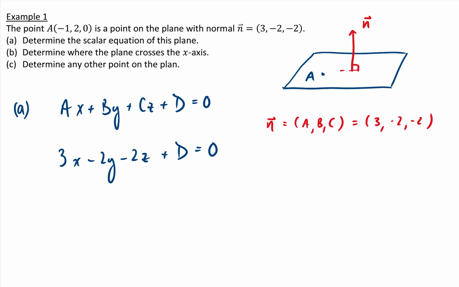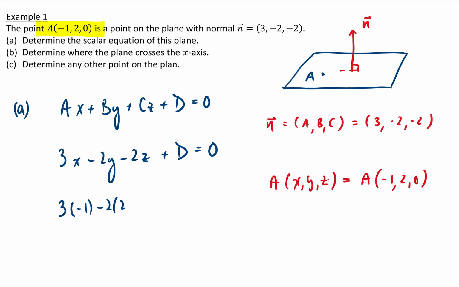And to find my constant d, I need to replace the x, y, and z. And since we're talking about an equation of a plane, the x, y, and z represents any point on the plane. So now I can use point A. So point A is going to give us our x, our y, and our z. And for this example, point A is equal to (-1, 2, 0). If we sub that into our equation, we get 3 times -1 minus 2 times 2 minus 2 times 0 plus d is equal to 0. And then all we need to do is solve for d.